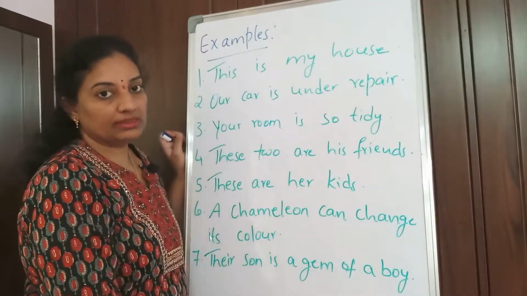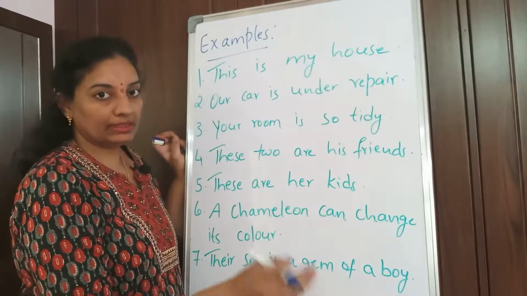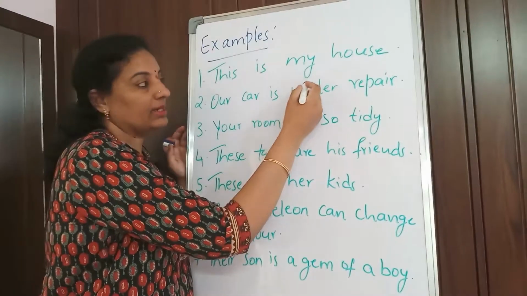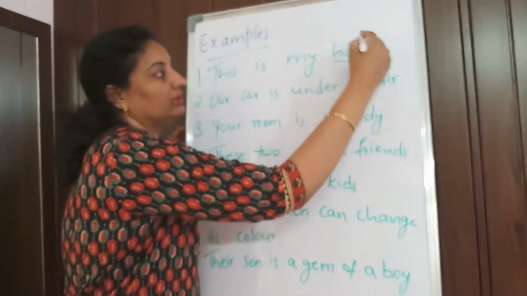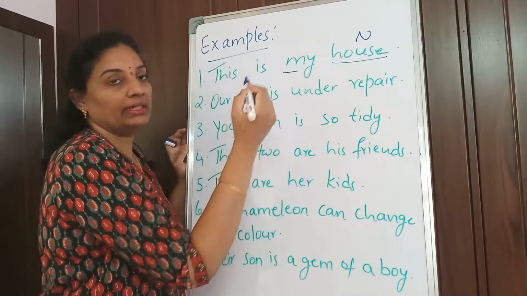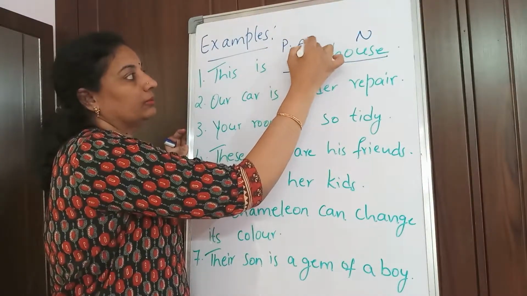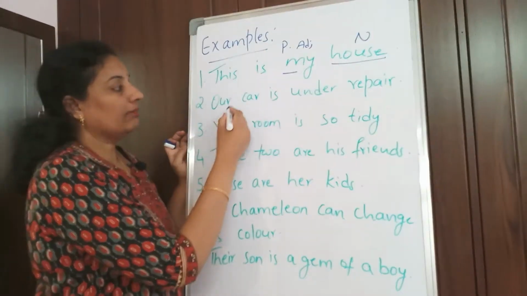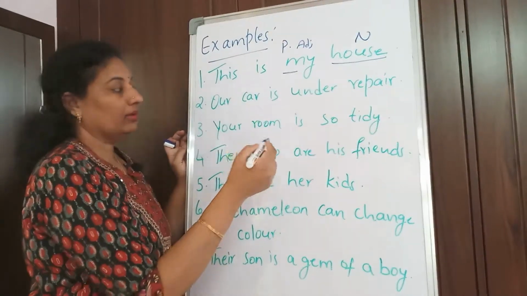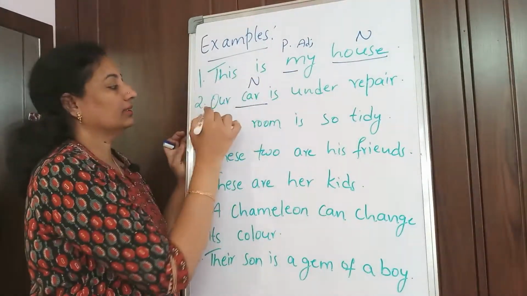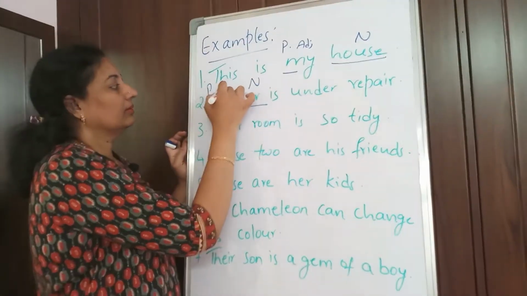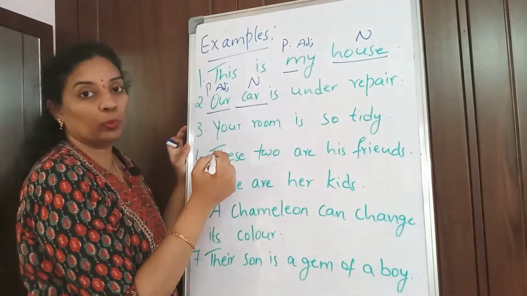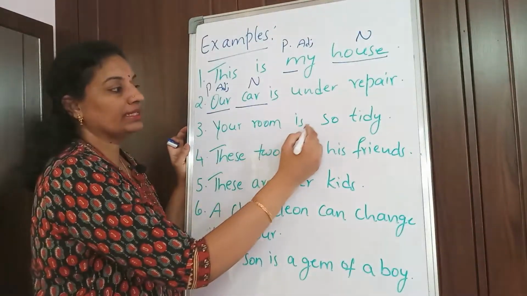Let us use those possessive adjectives in sentences so that you can easily understand how they work. Look at the first sentence. This is my house. Noun, house. My, possessive adjective. First person, I, my. Second one, our car is under repair. Noun is car. Our, possessive adjective. For we, your room is so tidy.